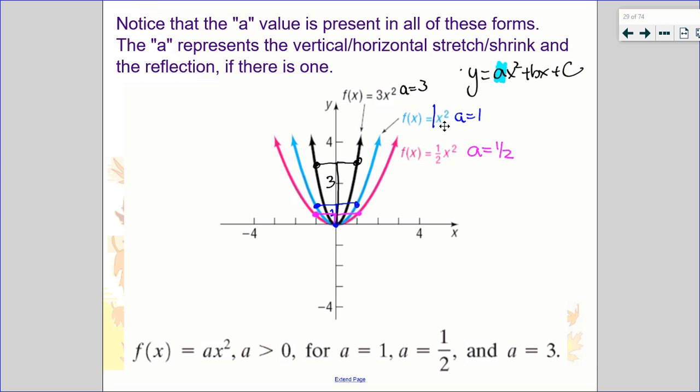For the blue one, A equals 1. So what you're going to do is go up 1, left one, and right one, and that gives you the width of that parabola. And then for the pink one, it's 1/2 x squared. So A equals 1/2. So you go up 1/2, right one, and left one. And so the A value, you'll notice if it's a fraction, you get a wider parabola, and the higher the value, the skinnier the parabola.